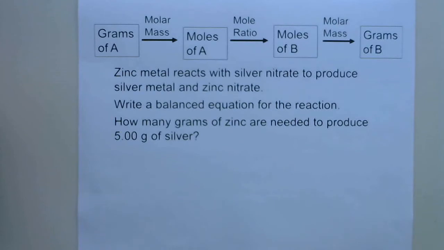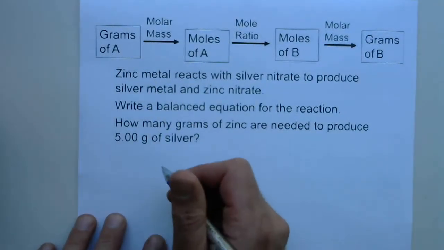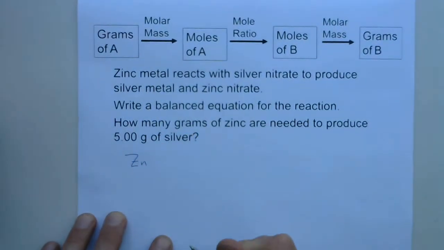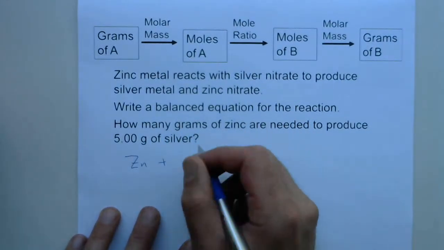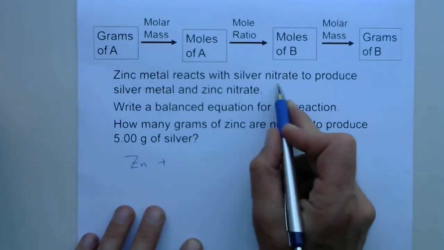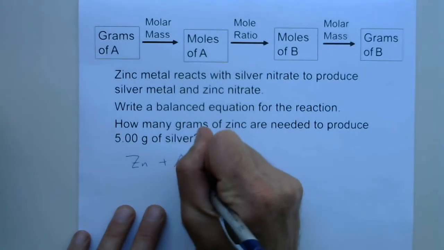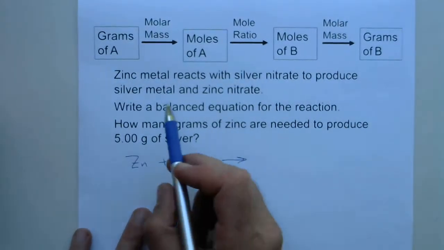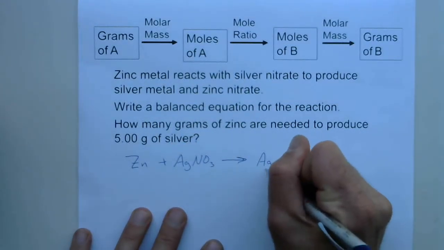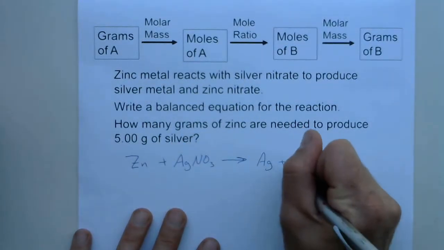All right, one more example. It says zinc metal reacts with silver nitrate to produce silver metal and zinc nitrate. All right, so the first thing we need to do here is going to be to write a balanced equation. So it says zinc metal, just Zn, and then plus silver nitrate. So I know silver ions have a +1 charge, nitrate, NO3, with a -1 charge, so AgNO3. Those are your reactants, and they're going to produce silver metal, so metals by themselves, just whatever the symbol for the metal is, and then zinc nitrate.